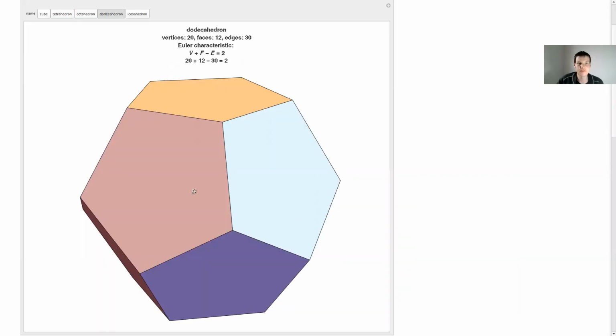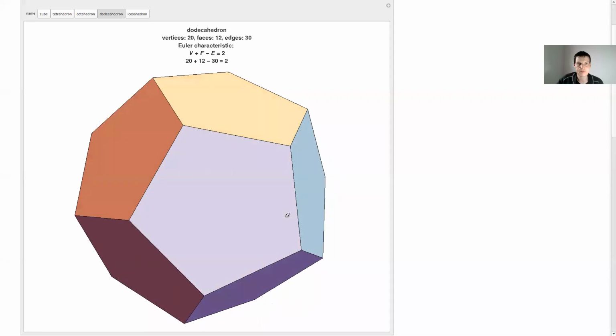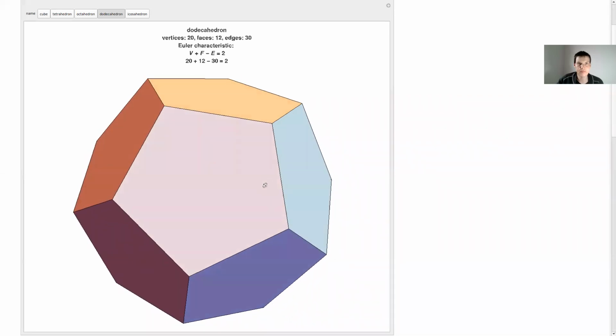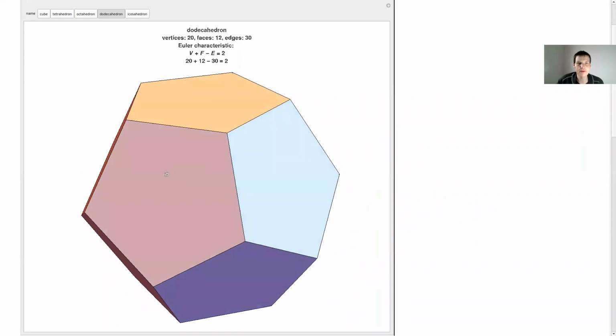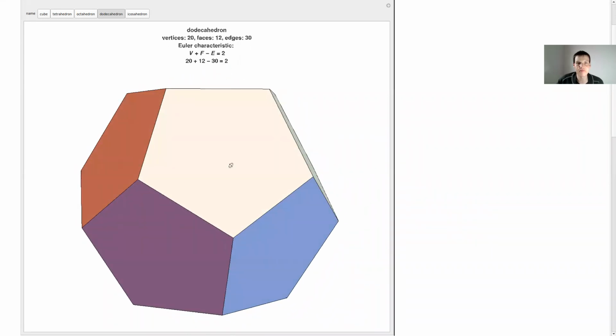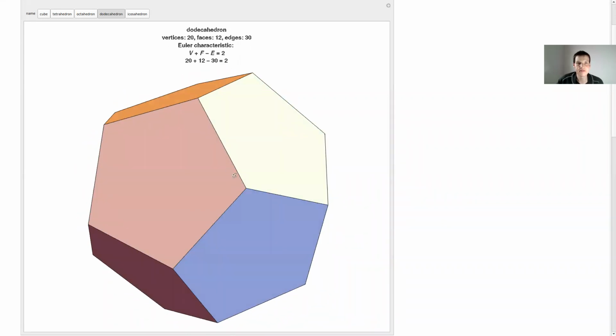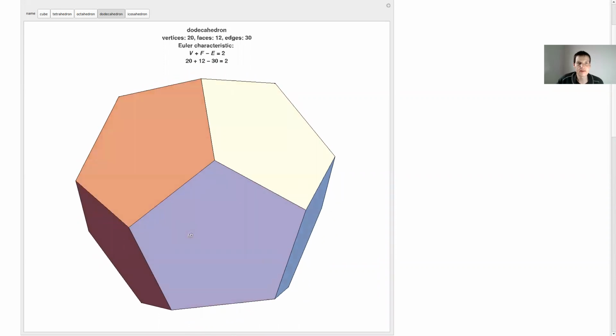So here, for example, is a dodecahedron. It's made of pentagons. As you can see, here's a pentagon in the front. And we have 12 of these pentagons. It's basically a 12-sided dice. Here you go. And if you do the count again, you have 20 vertices and 30 edges.